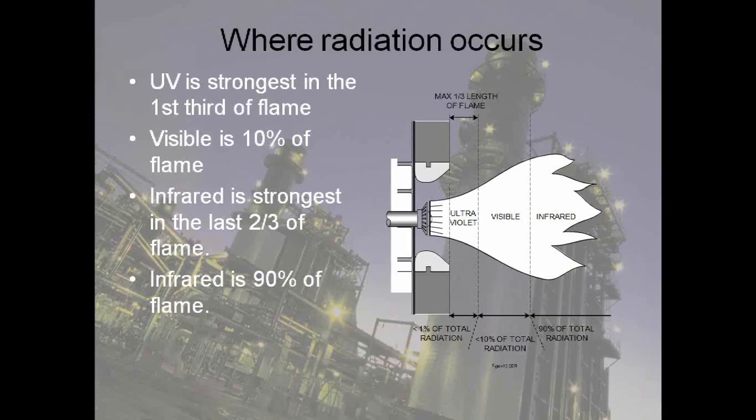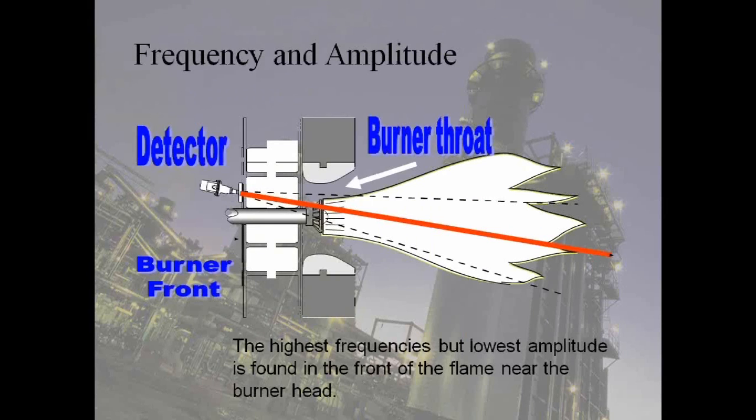We go back to the 101 course. We remember that infrared is 90% of the flame, most strongly at the outside edges of the flame, visible about 10%, and UV is about 1%. The strongest UV signal is found in the primary combustion zone, and it's nearest the burner head.